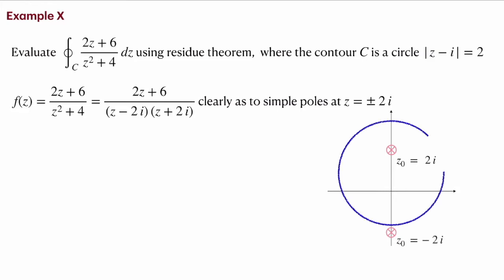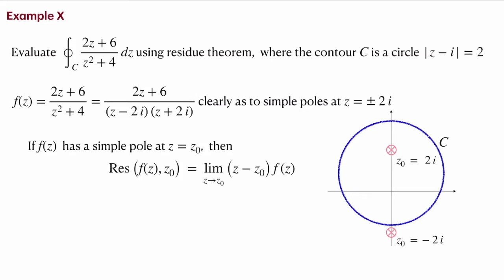And we have a circle which is centered around z is equal to plus i with the radius 2. So this simply excludes the singularity around minus 2i, and within our contour we have only one singularity at z is equal to plus 2i, and we have to compute the integral. So let's compute the residue.